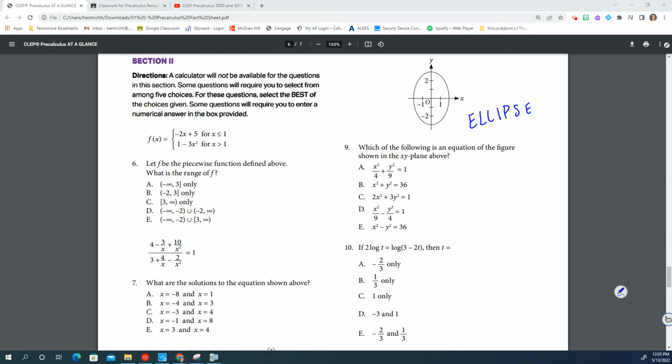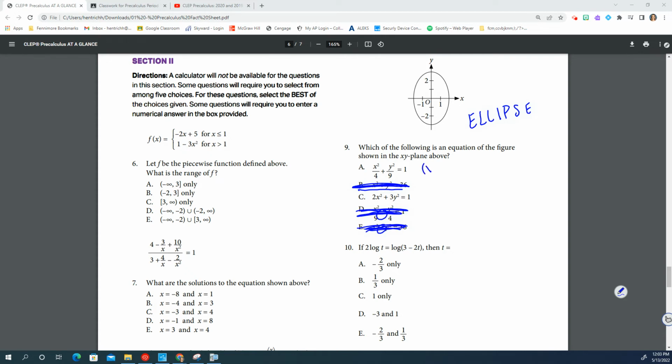Now, just looking at my multiple choice options, option B is an equation of a circle. And for D and E, when there's a minus in between the x squared and y squared, that's a hyperbola. So my really only options here are A and C.